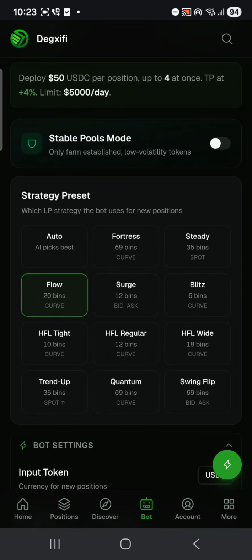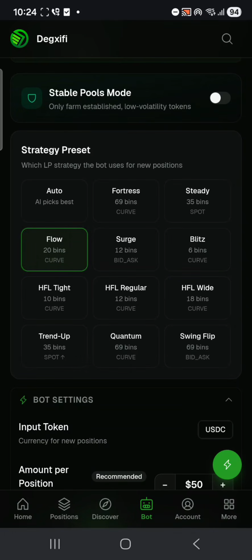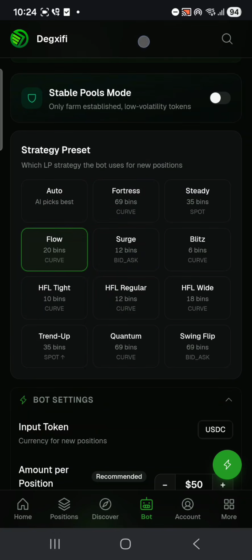Now you can toggle on this stable pool if you want it to only LP on stable pools. I didn't toggle it on now. So now you can see the strategy I'm using here is Flow. This is the strategy the young man was using. What was I using before? I was using the Fortress Autobot. I have basically used all of them steadily. Now, all these have the same preset. The only difference is the bins.